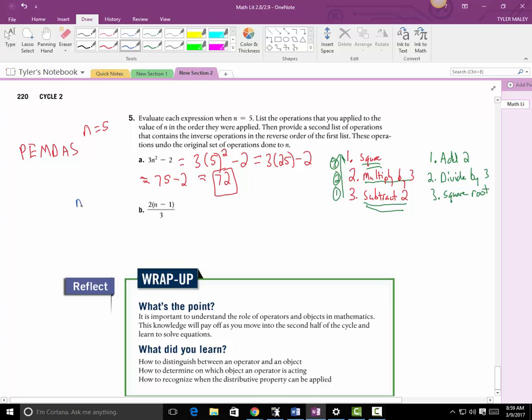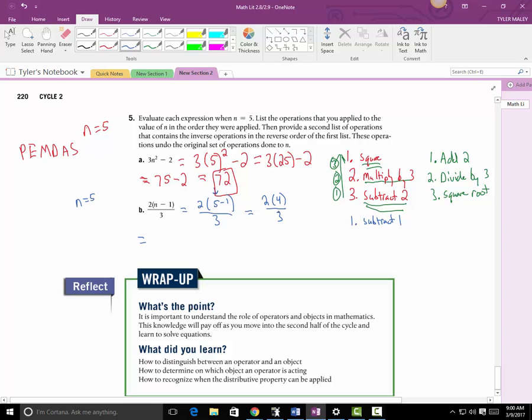All right, let's work through the next one. Again, we want n equals 5, so I'll plug 5 into this. We would have 2 times 5 minus 1, all over 3. Following the order of operations, the first thing we want to do is work through the parentheses. There's only one operation in the parentheses, which is subtracting 1. If I subtract 1, I have 2 times 4 all over 3.